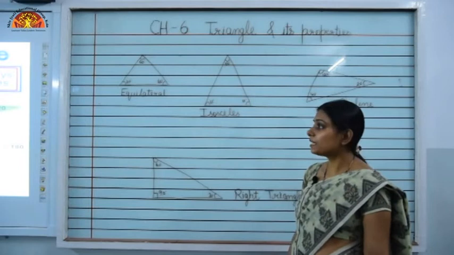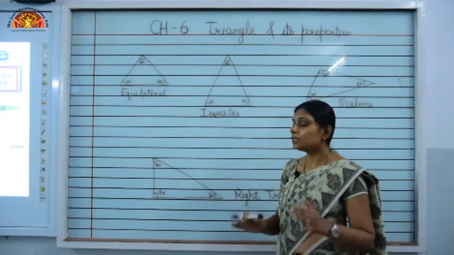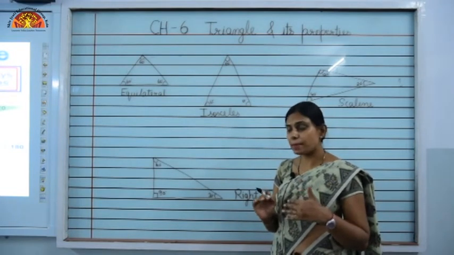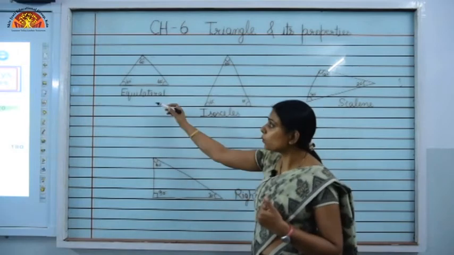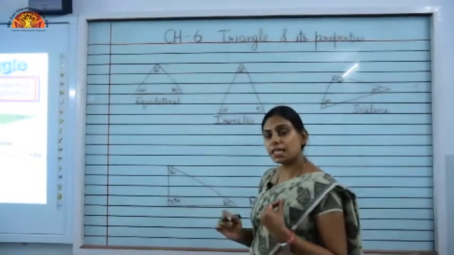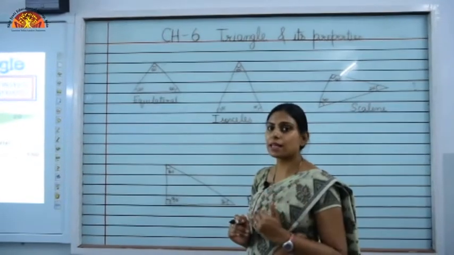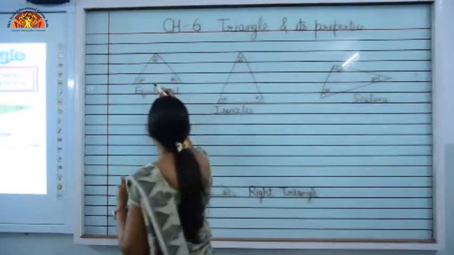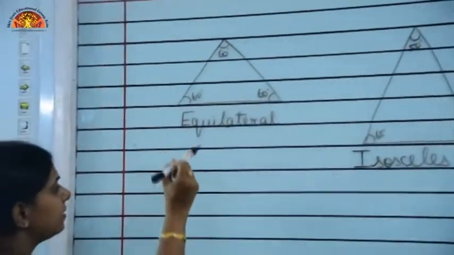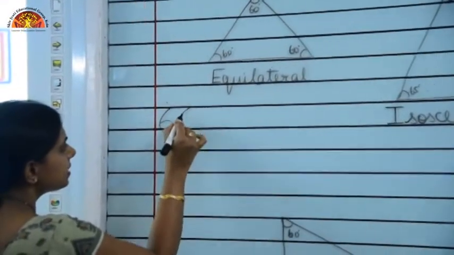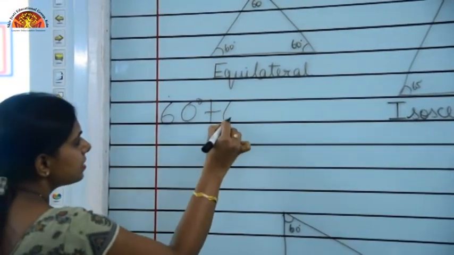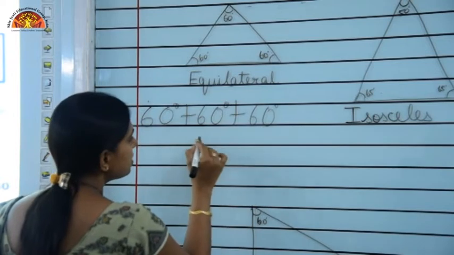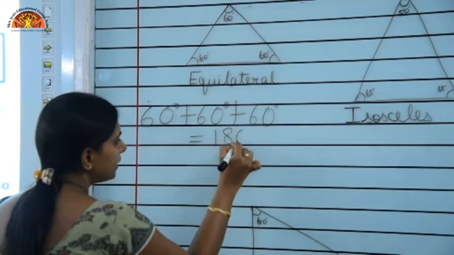So children, in case of angle sum property of a triangle, the sum of all the angles of the triangle is 180 degree. Now just see some example of triangles over here. This is an equilateral triangle. As you know, in the case of equilateral triangle, all the three angles and all the three sides are equal. So just see, all the three angles are of measure 60 degree. So 60 degree plus 60 degree plus 60 degree, which is equals to 180 degree.